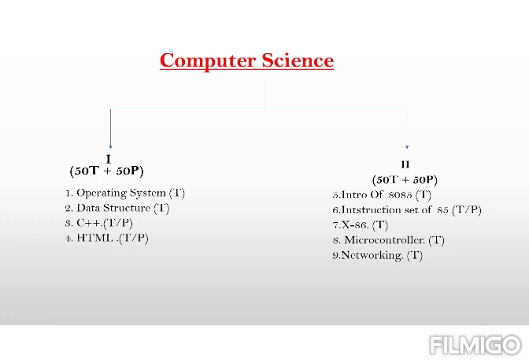From paper 2, chapters number 5 and 6 have more weightage. Chapter number 7 is very small, that is x86, low weightage. Chapter number 8 is again very small, microcontroller, based on theory and again low weightage. Chapter number 9 is quite interesting, based on theory, that is networking, and very important.